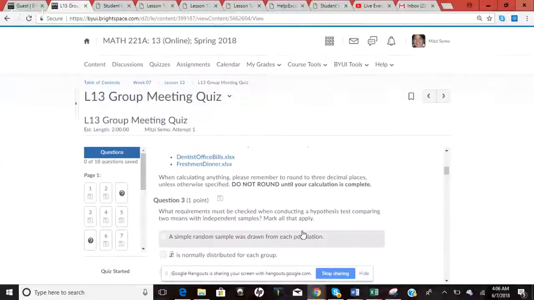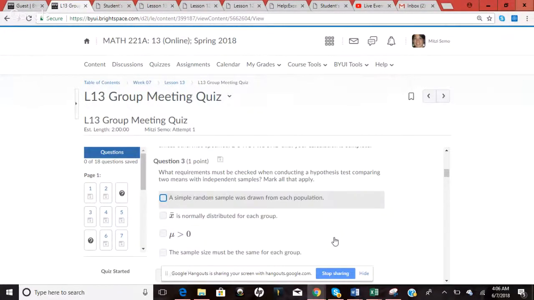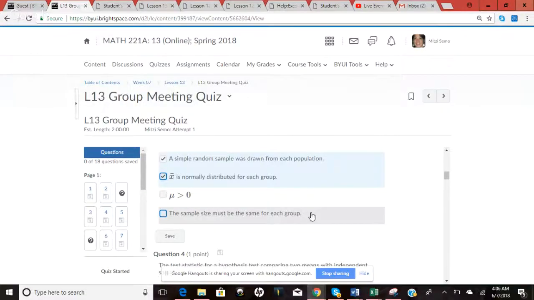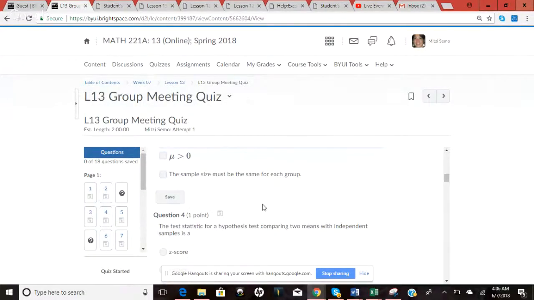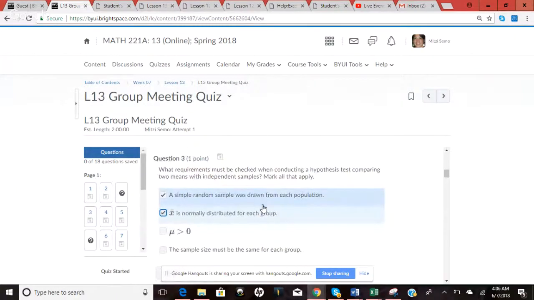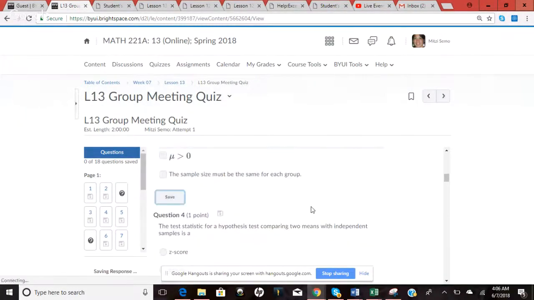what requirements must be checked when conducting a hypothesis test comparing two means with independent samples? Mark how they apply. I think it's the first two. A simple random sample was drawn from each population, and then the mean is normally distributed for each group. Yeah. Okay, the same two then from the other requirements.